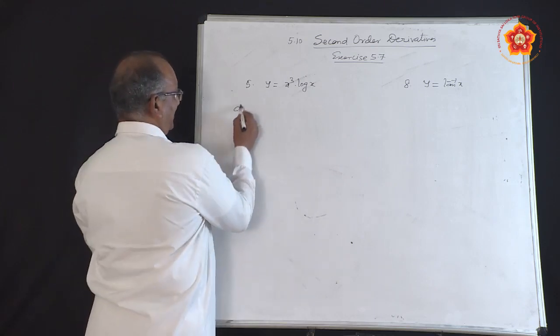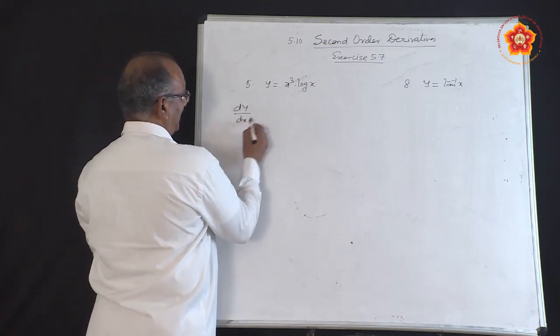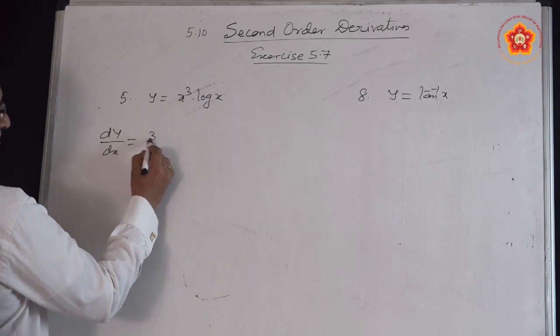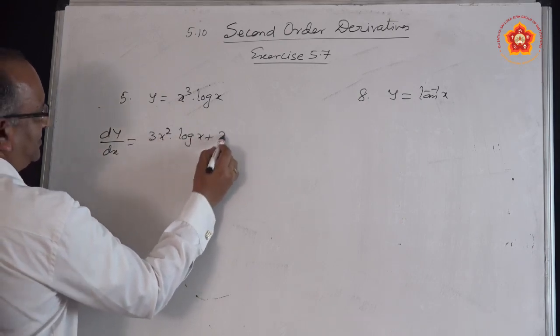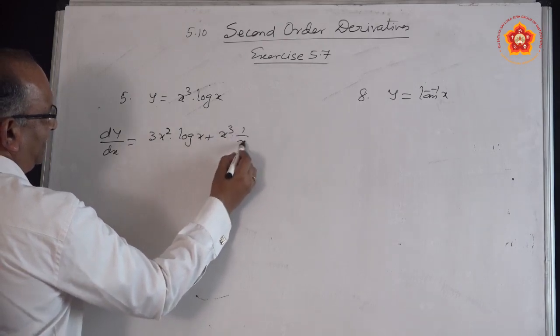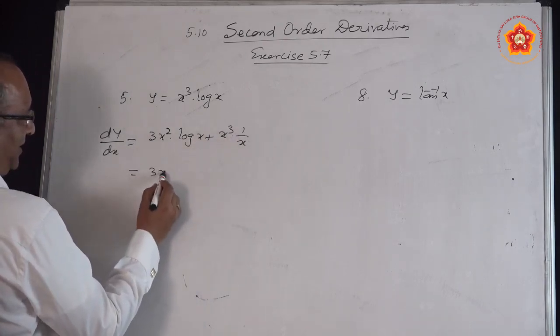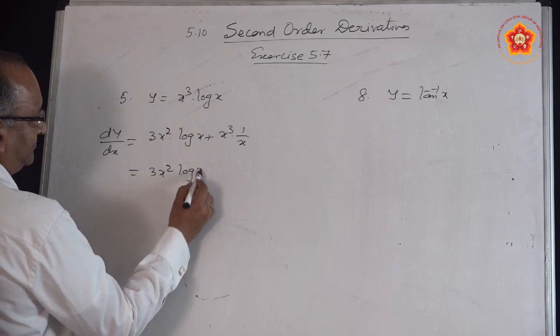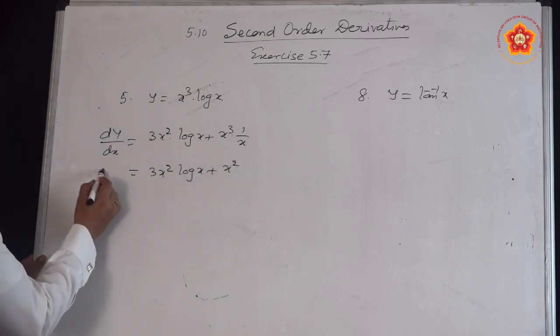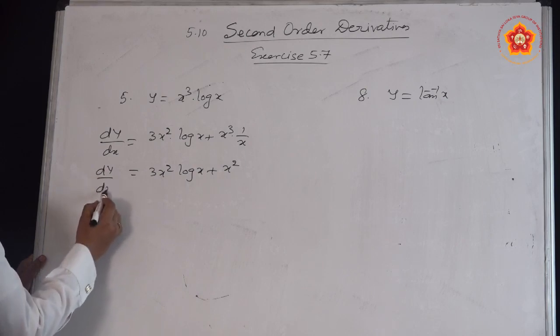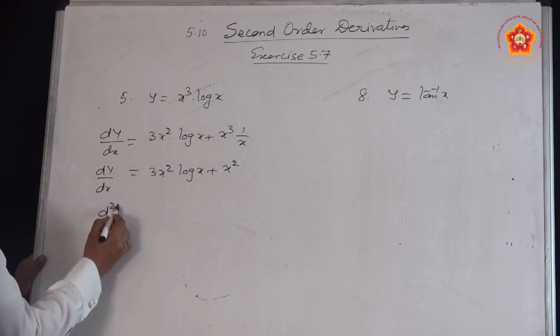So, we will say dy by dx equals derivative of x cube, which is 3x square, into log x plus x cube into 1 by x. In other terms, 3x square log x plus x square. This is the first derivative. Now, to find the second derivative, differentiate the result for the second time.